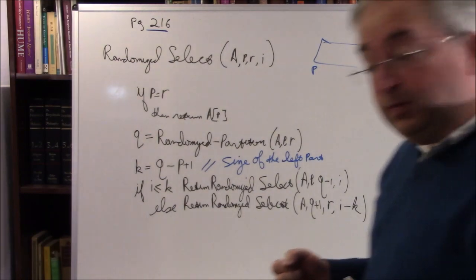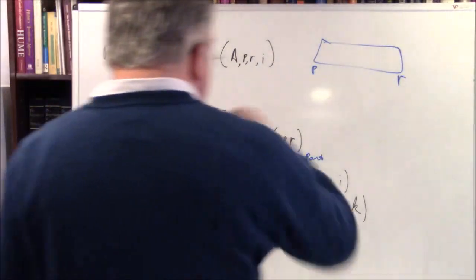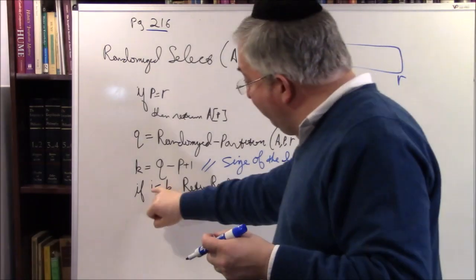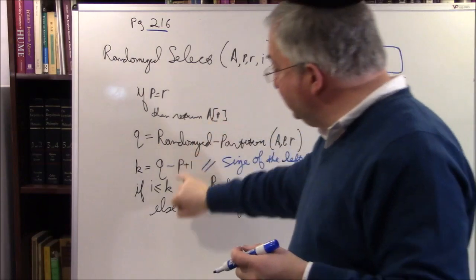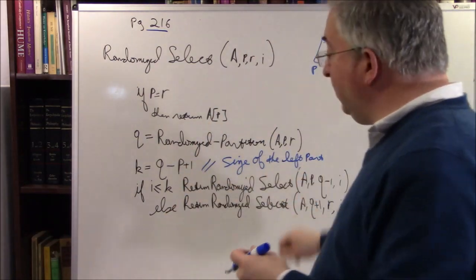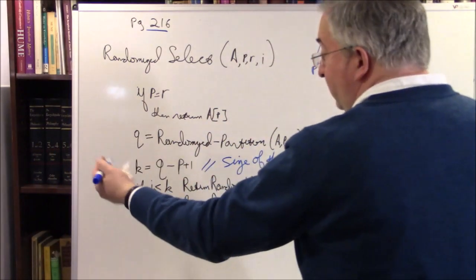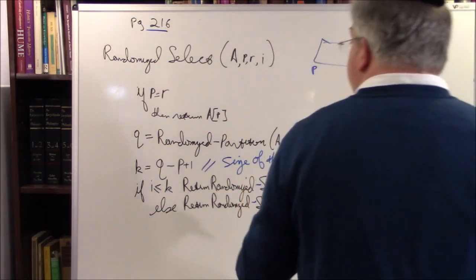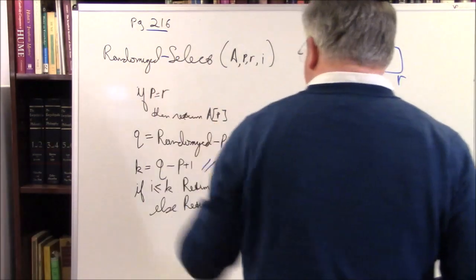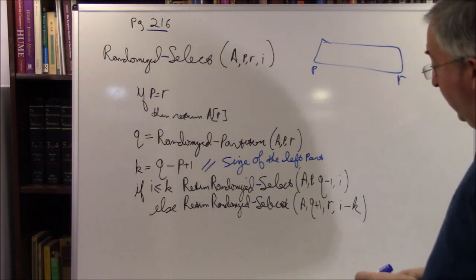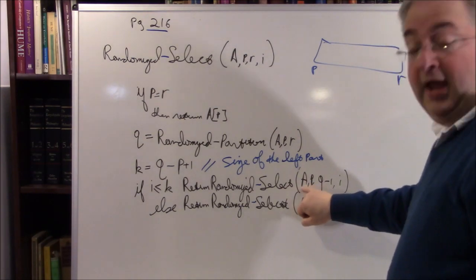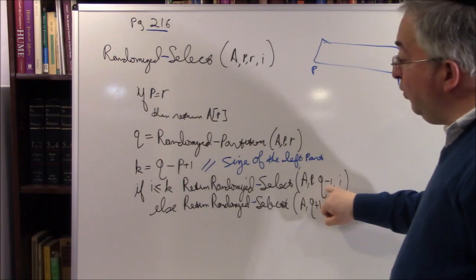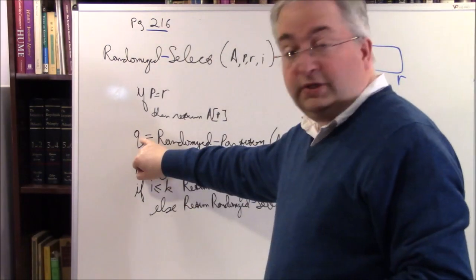And now we have to determine: do we look in the left side or the right side? We did this for all the cases, but let's just do this. If i, the one you're looking for, is less than or equal to the size of the left part, that means it's in this part. So return randomized select, do the same thing. It's a recursive algorithm, but now look at what you do: the array A from the beginning till before the partition.